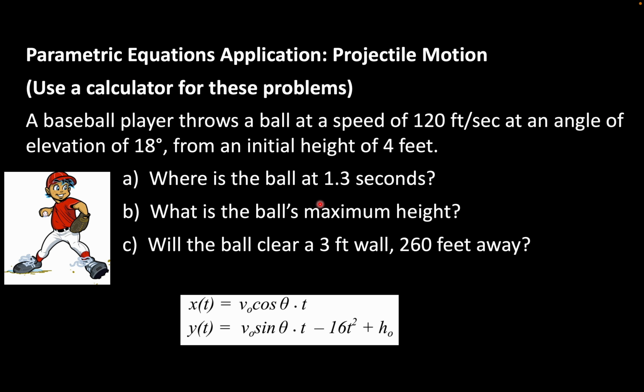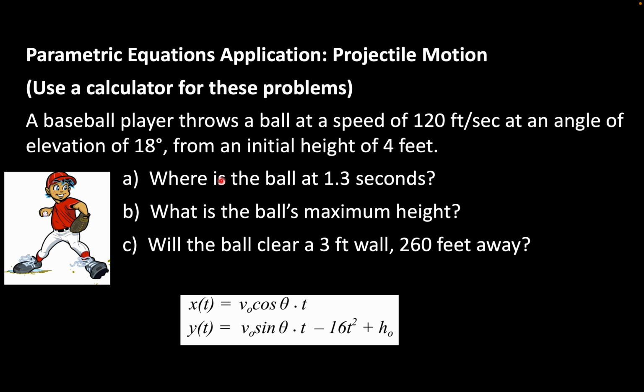So here is an example that involves a baseball player. A baseball player throws a ball at an initial speed of 120 feet per second and at an angle of elevation from horizontal of 18 degrees. He throws the ball from an initial height of 4 feet. That's how high above the ground his hand is when he releases the ball.